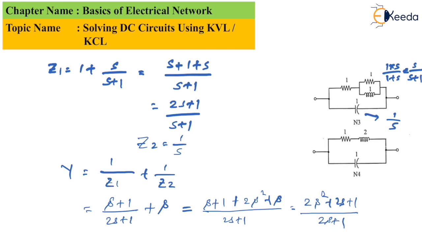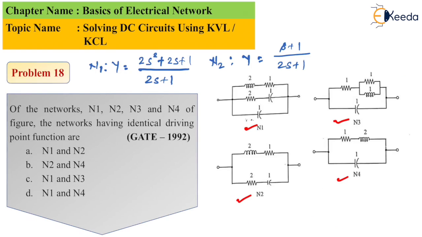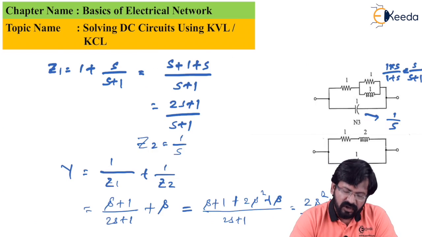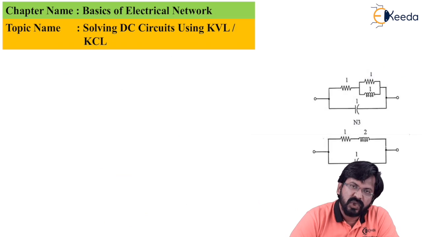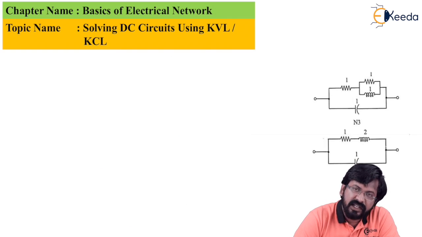So the value of N3 can be recorded as Y equivalent as 2s square plus 2s plus 1 whole divided by 2s plus 1. So let us go to the previous slide and record the value of N3. The value of N3 that we have got is Y equivalent as 2s square plus 2s plus 1 whole divided by 2s plus 1. The way we have solved for N1, N2 and N3, we will try to solve for N4 also.